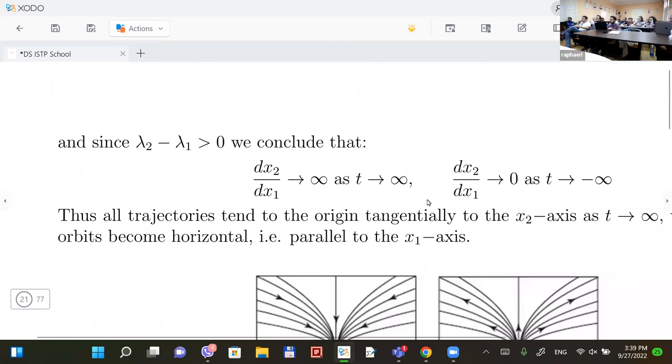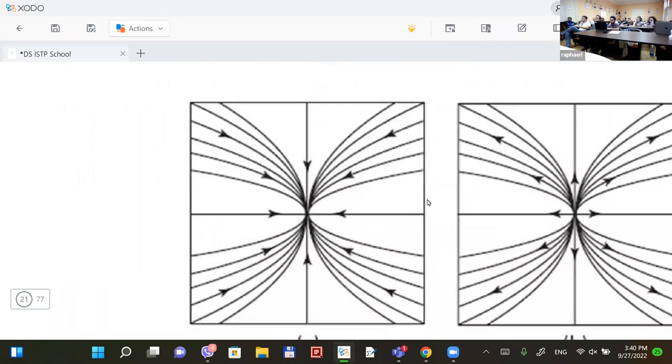So what is the line with this tangent? The x2 axis. And in backward time, the trajectories will approach the x1 axis. So this is the tangent, and we have the phase portrait like this. Notice the directions of the flow. On all the curves we are approaching zero. So anywhere we start, after some time we will approach the origin as time increases.